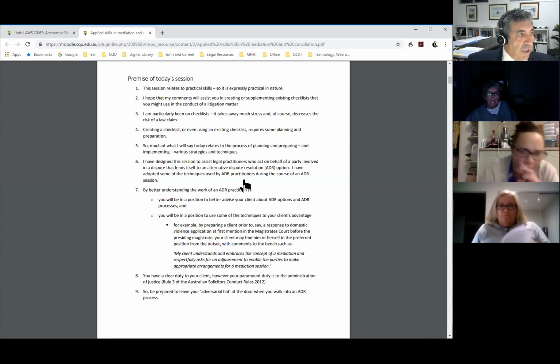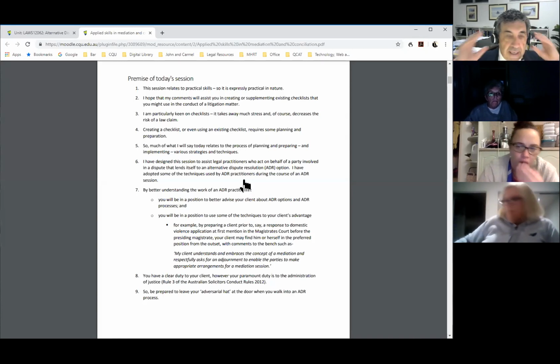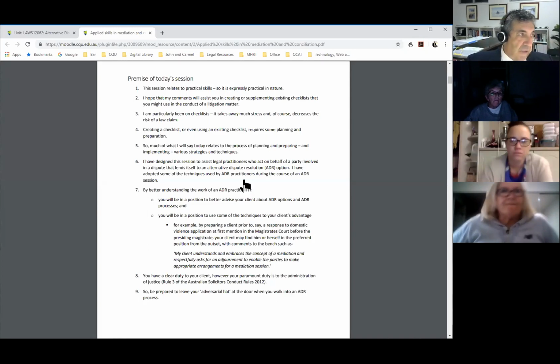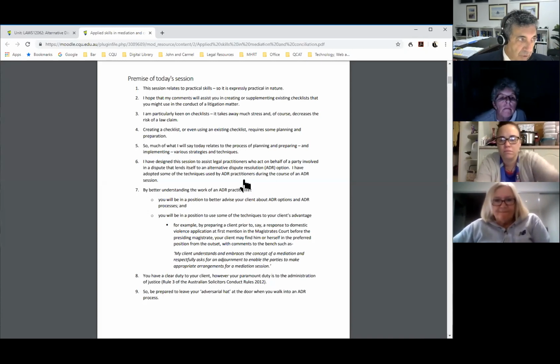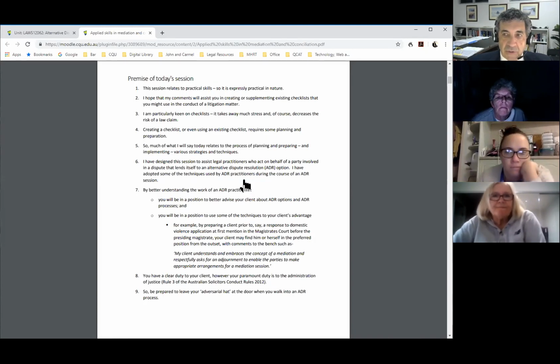So what we're looking to do is encourage you to create or supplement checklists that you might use in the conduct of a litigation matter. In this particular context, in relation to mediation. Now, I do like checklists. I think that checklists can be very useful. Part of the reason for that is that it takes away a lot of stress.